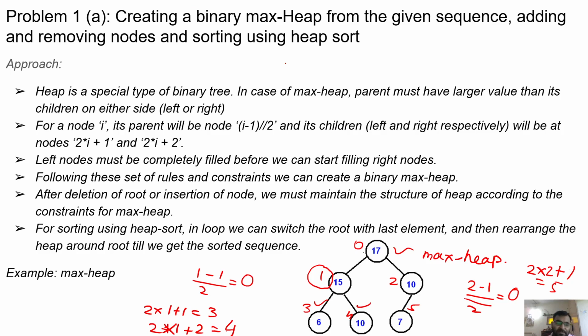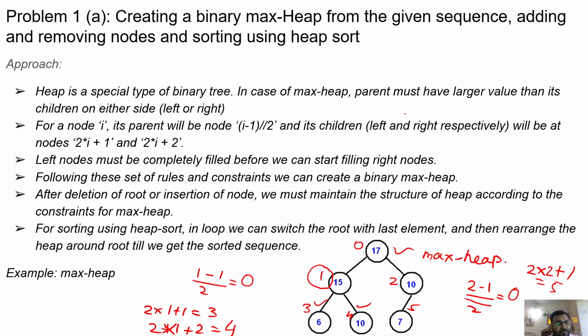I'm saying max heap because the maximum value is at the root here, and as we drop down to the consecutive children, the value drops with respect to their parent. Now, if we want to delete the root or insert any node, then we must maintain the structure of a heap according to the constraints that we have discussed. Then only it will be called a heap. If you do not maintain the structure, then it will simply be a binary tree.